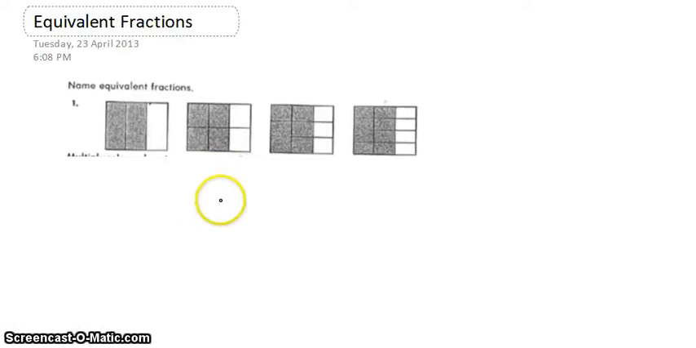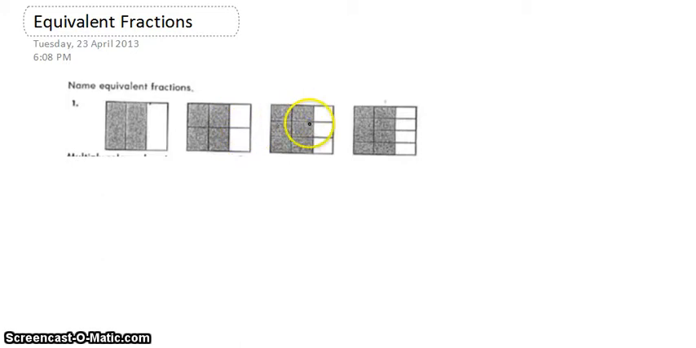Okay, so in this video we're going to talk about equivalent fractions and how we can rename a fraction with a different name, but it still represents the same fractional amount. So let's look at these four pictures on the screen. Here I have a fraction represented. The fraction is 2/3. And then in this fraction I also have 2/3, but you can see it's broken up into more parts, but it still represents 2/3.